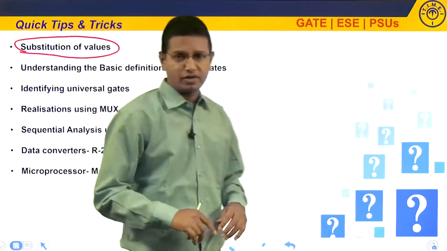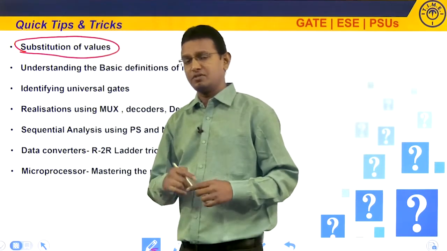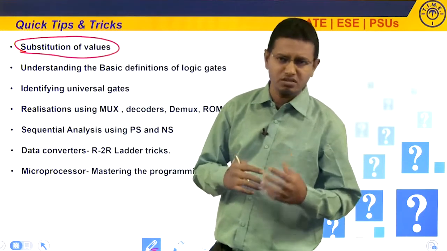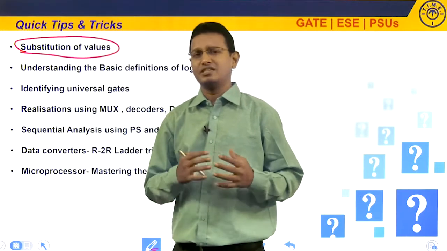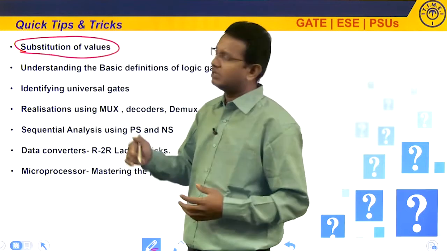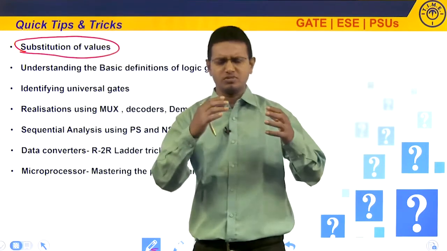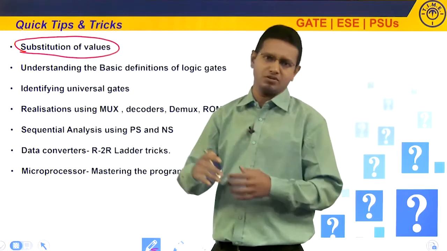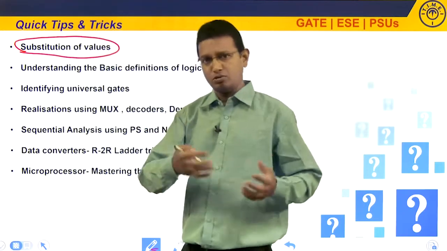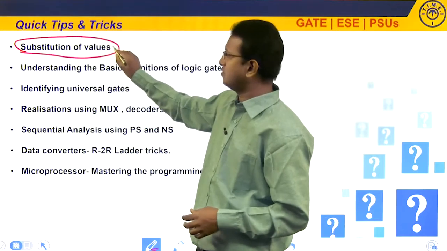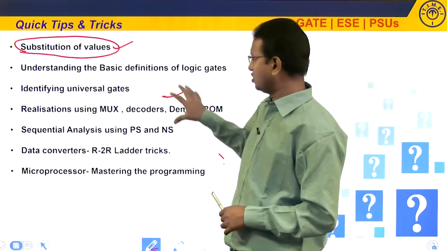So don't forget, while working especially with Boolean algebra or with certain circuits, whenever you are finding it difficult, think of substitution of values, that is, put some signal values and try to get some other signal values, so that easily you will come out of that problem. So this is the first tip which you have to know.